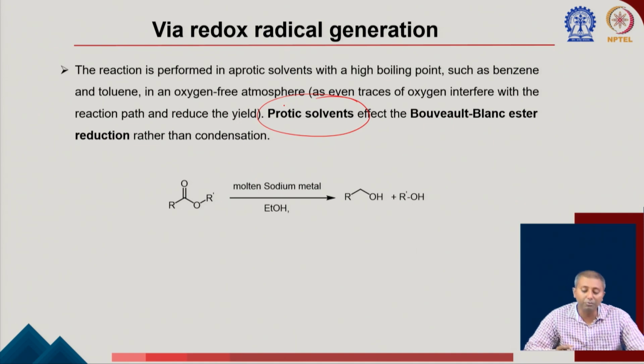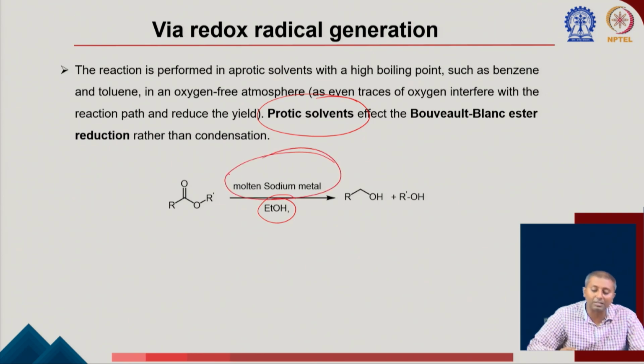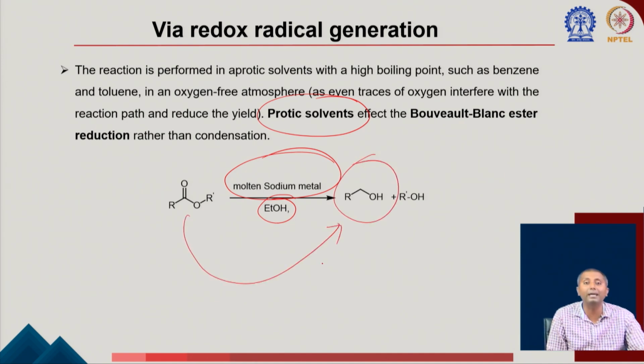But the question comes, if you use ethanol as the solvent in this reaction, what is going to happen? Because if there is alcohol present, then instead of forming the corresponding alpha hydroxy ketone, you end up forming a corresponding alcohol after the reduction of the ester. So this will be a reduction of ester taking place, and that is called the Bouveault-Blanc ester reduction reaction. Okay.